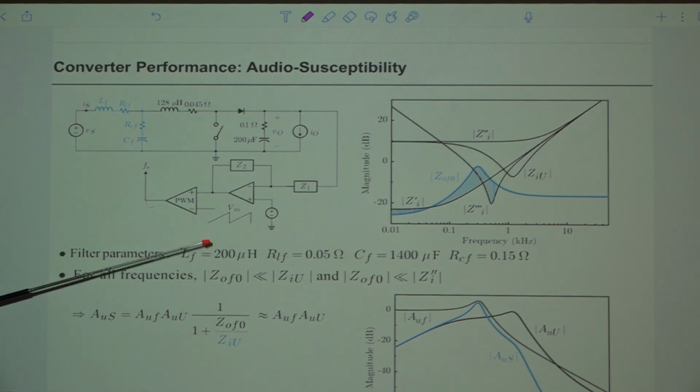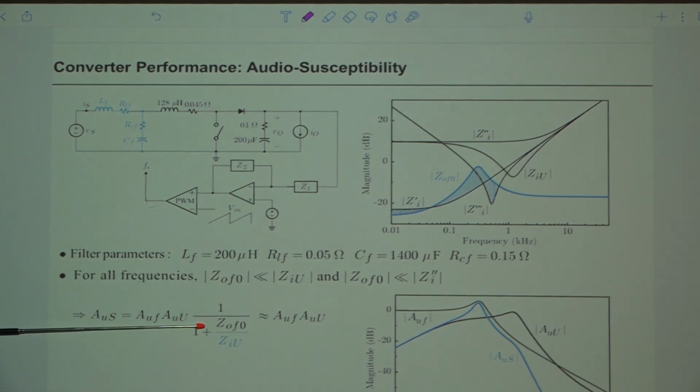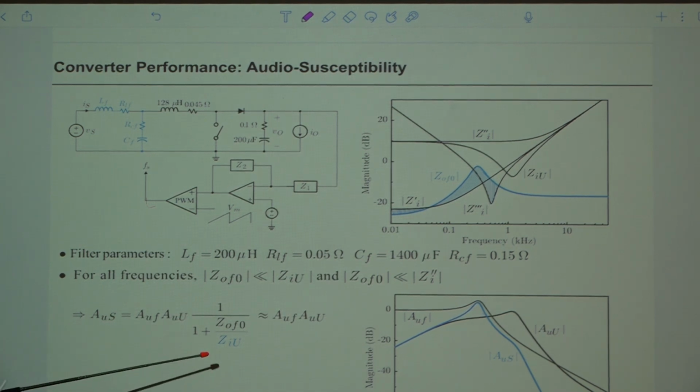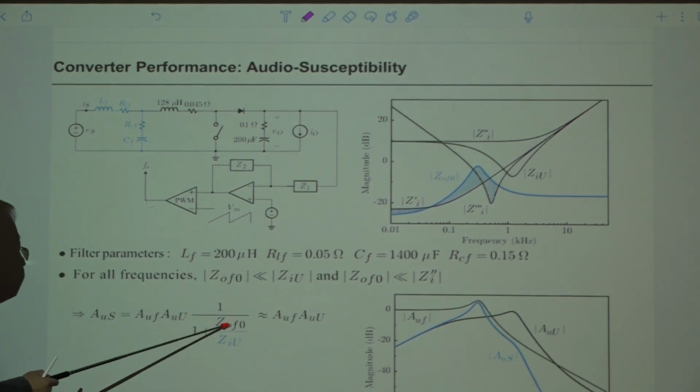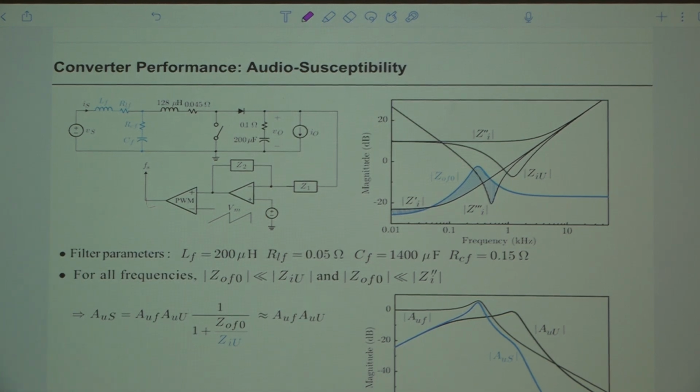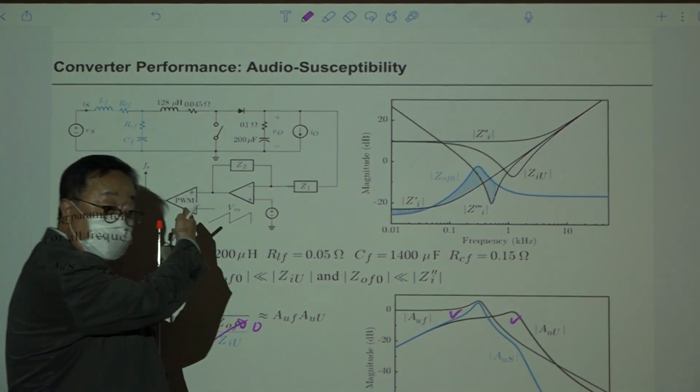Okay, so this is the expression of audio susceptibility of the converter with input filter. So this can be ignored because this is what? This closed loop impedance is much larger than this one for all frequencies. So this becomes 0, can be considered 0. Then you have this thing, right? So this additional attenuation is coming from the input filter itself.